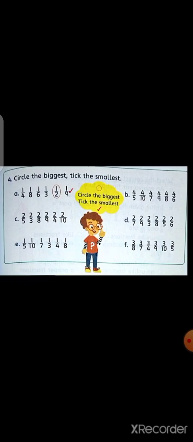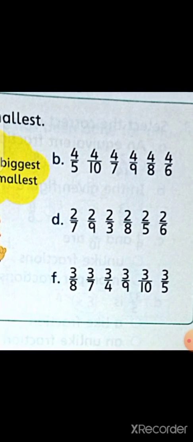B part, 4 over 5, 4 over 10, 4 over 7, 4 over 9, 4 over 8, 4 over 6. Which one is biggest? The one cut into fewer equal pieces: 4 over 5. You will circle it. And what is the smallest fraction? This fraction, 4 over 10, because it's divided into more parts. So 4 over 10 you will just tick it.